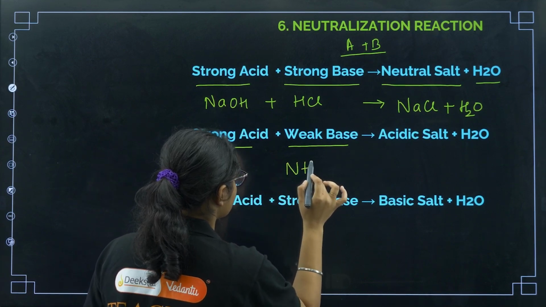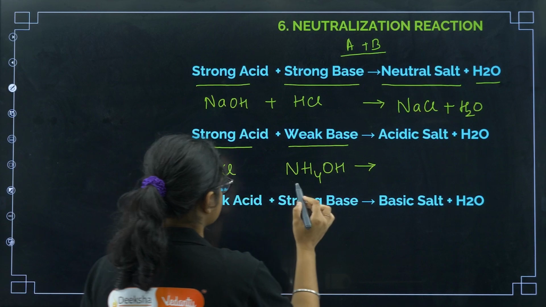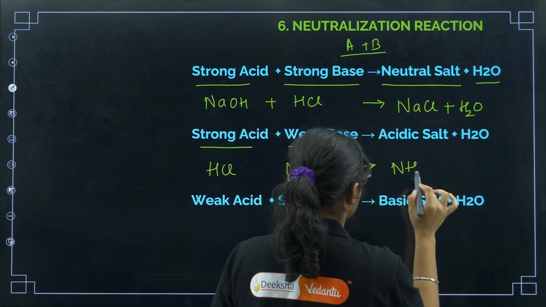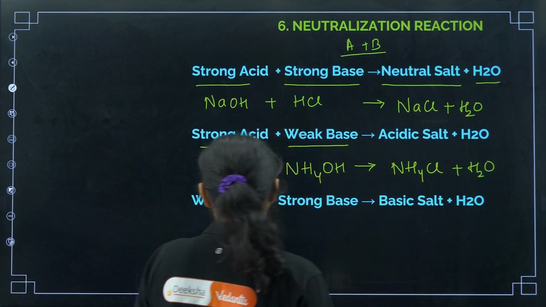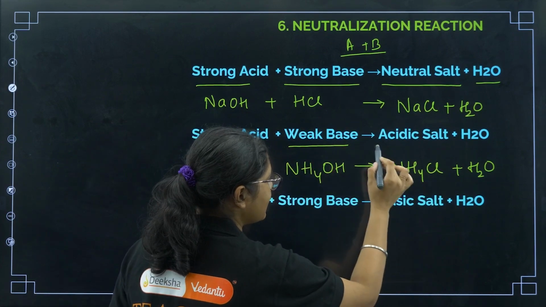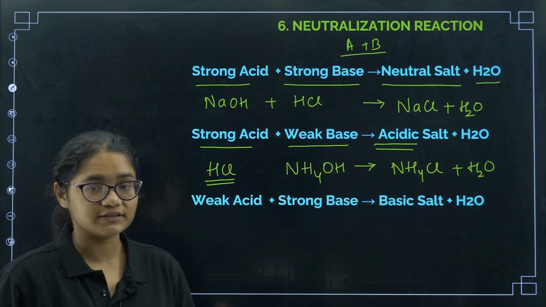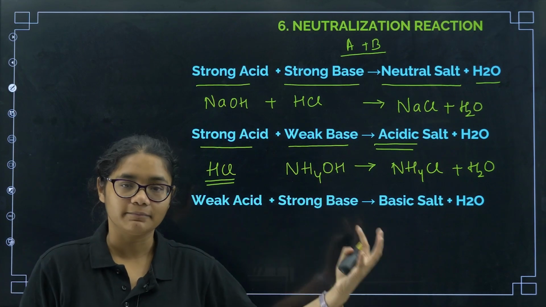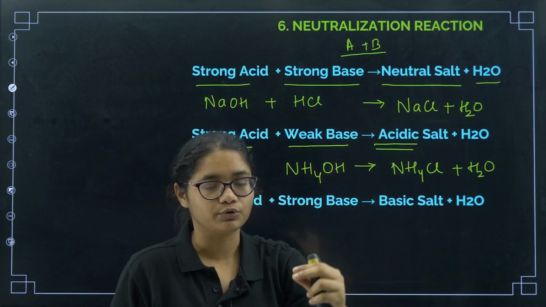Now if you take a strong acid and a weak base, like for example HCl, and the weak base is NH4OH, the salt produced here will be NH4Cl plus water. Okay, now see, the nature of this salt will be acidic in nature. Why? Because we have used a strong acid. Okay, if you use a strong base, the salt will be basic in nature. If both are strong acid and strong base, then the salt will be neutral in nature.